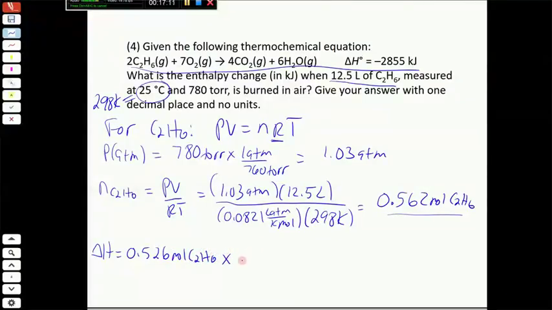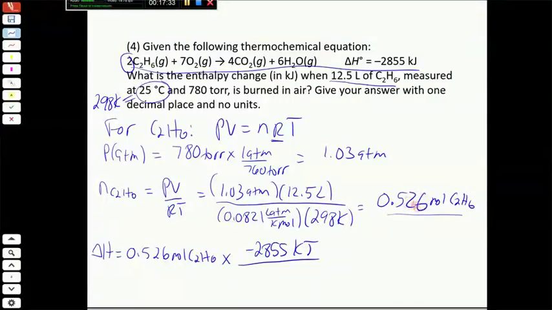And then from the thermochemical equation, we see that the enthalpy change is minus 2855 kilojoules. And that's the enthalpy change when 2 moles of ethane burn, because there's a coefficient of 2. Yes? So that's using PV equals nRT. Is it 526 or 562?